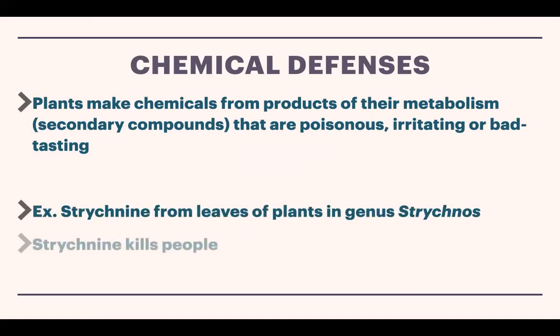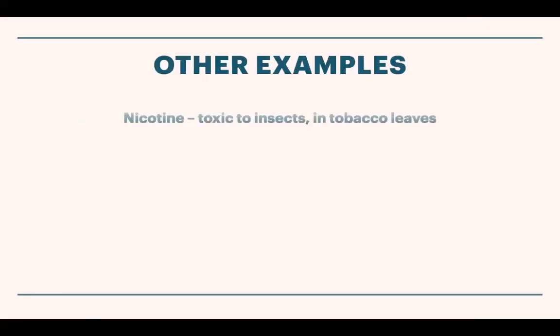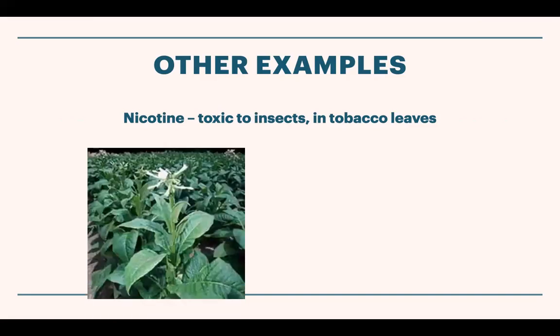Strychnine is a poison that kills people, and it comes from the plant called strychnos. I believe it comes from the flowers. Other examples are nicotine. Now, nicotine is the chemical in the tobacco plant that makes tobacco addictive to humans, but that is not the reason why nicotine evolved in the tobacco plant. The reason why nicotine evolved in the tobacco plant is because it's toxic to insects, and insects are a predator of the tobacco plant.